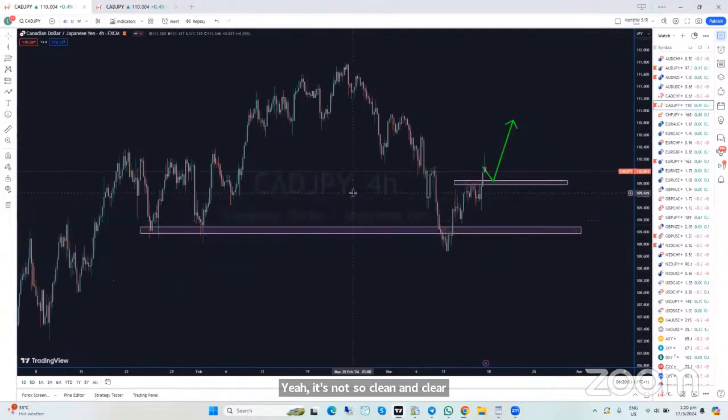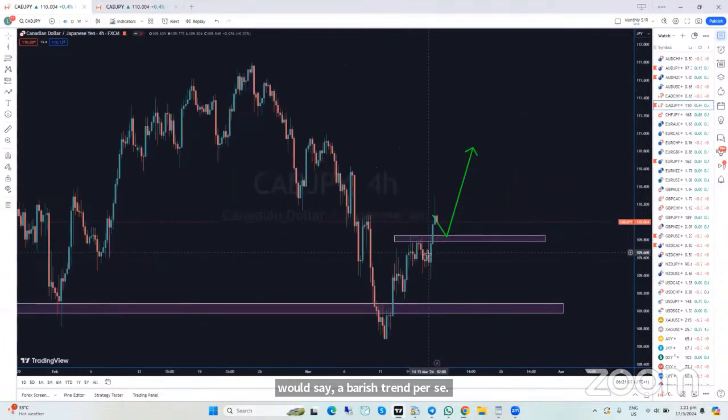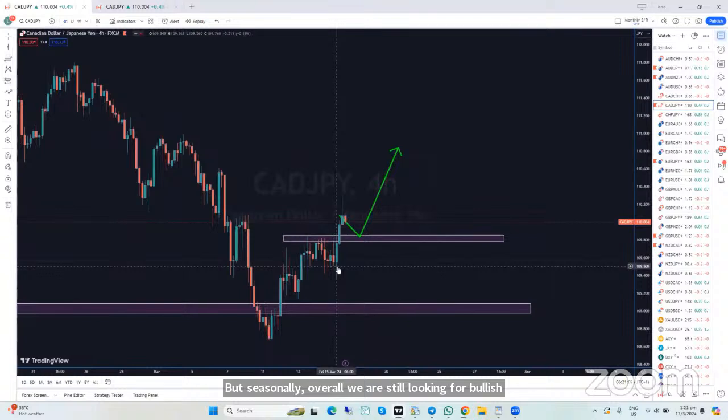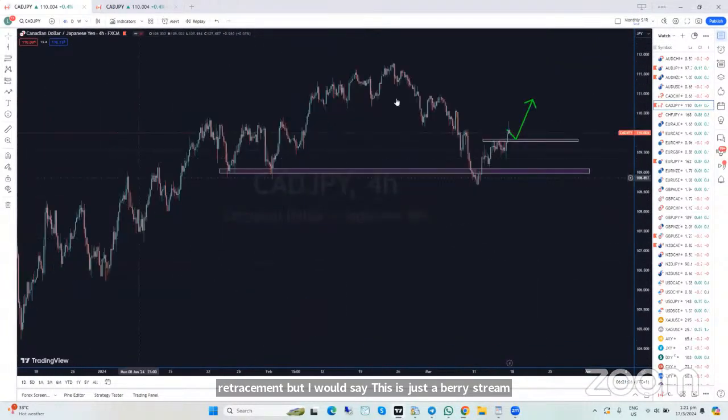And in fact, from end Feb till now, this is really, I would say, a bearish trend per se. But seasonally, overall, we are still looking for a bullish setup. So what I'm looking at over here, possibly we are right at the start of a CAD Yen bullish run after, well, some would say a complex retracement, but I would say this is just a short-term bearish trend, followed by resuming its major trend.